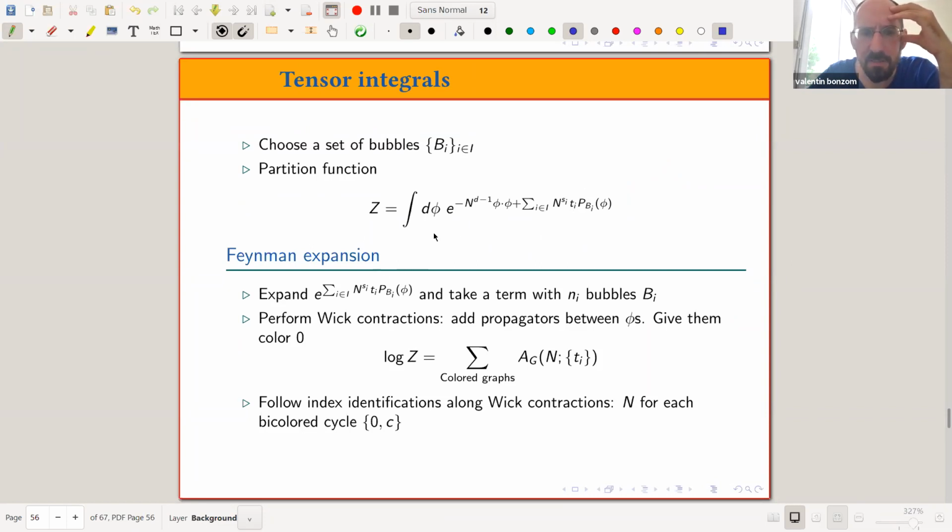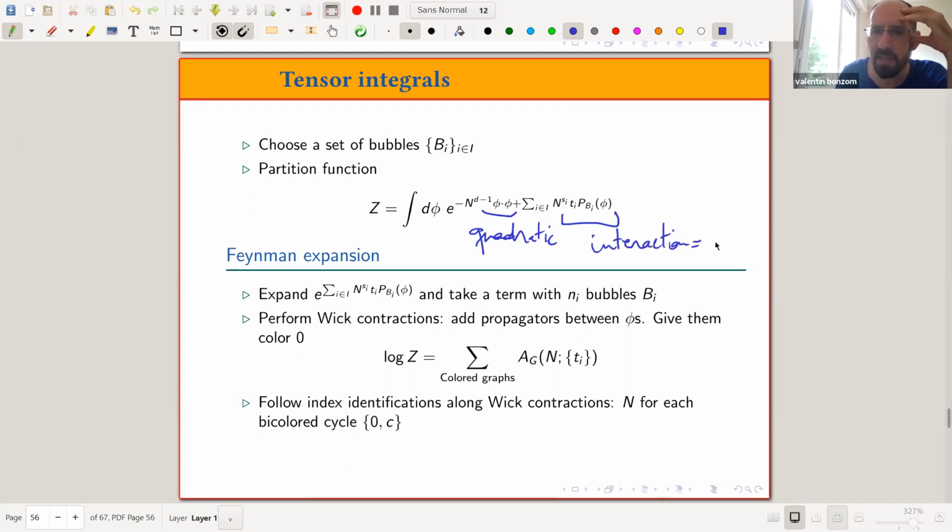And basically the result is that if you do Feynman expansion, so you take the interaction. So this is the quadratic term. And these are interactions. So the interactions are basically building blocks, colored building blocks or bubbles in the dual. So when you expand the exponential of the interaction, you get many bubbles of different types. And then what you have to do is perform Wick contractions. So basically you add propagators between the phi's and you give them the color 0.